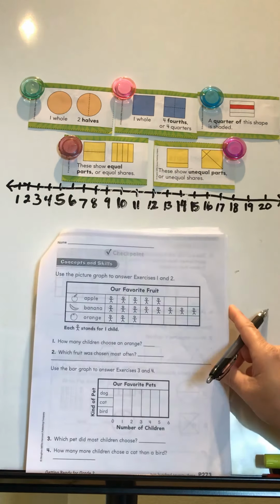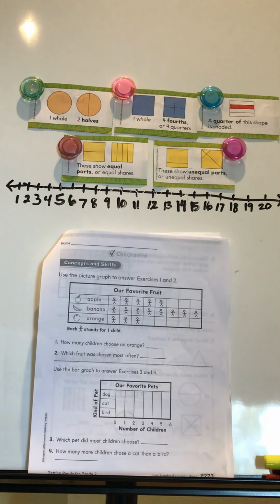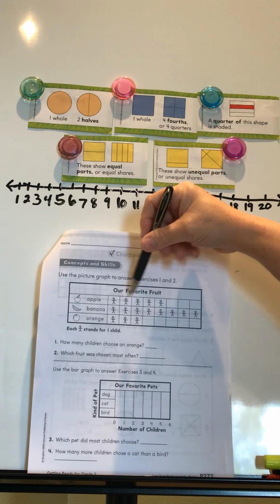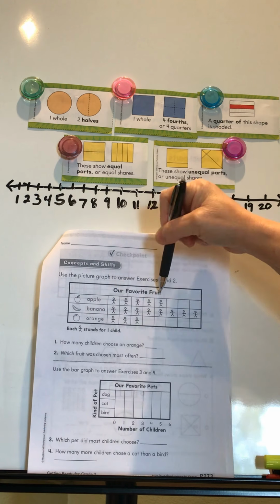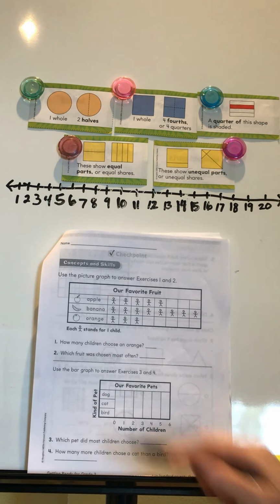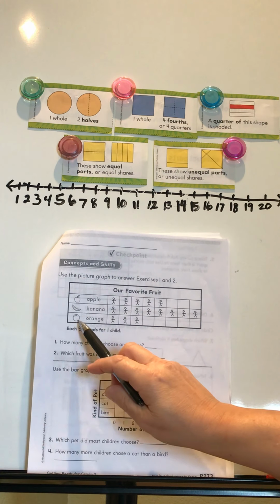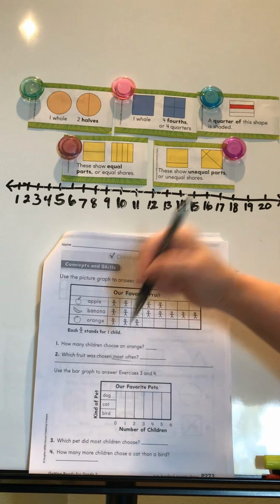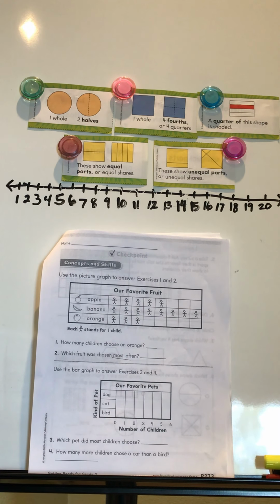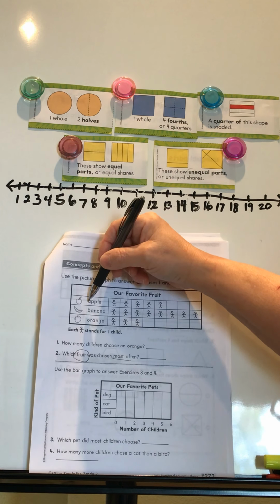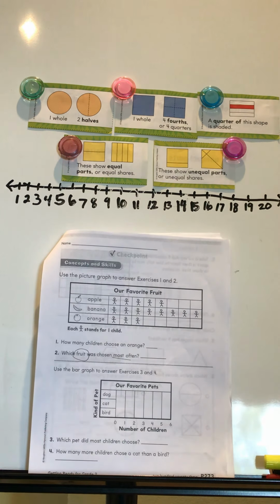Okay, we're going to go ahead and do the checkpoint on page 273 because this is review. So remember, this is a picture graph because each vote is represented with an actual picture. So each picture of a person stands for 1 vote. So how many children chose an orange? So you're going to go look at orange, count, and write. Which fruit was chosen most often? So which one got the most votes? So you're going to put the name of the fruit because it's asking you for fruit. So is it apple have the most, banana, or orange?